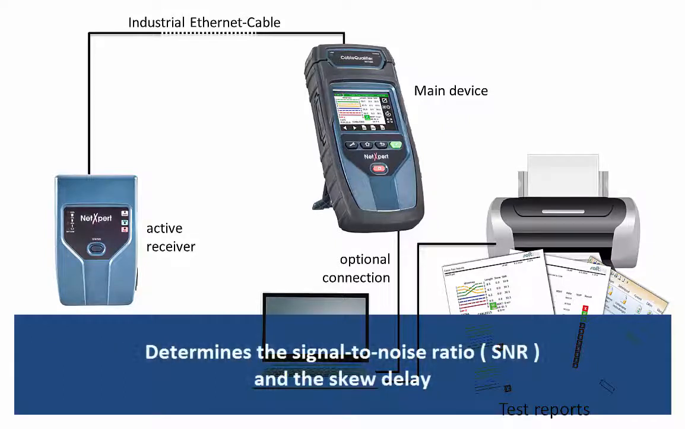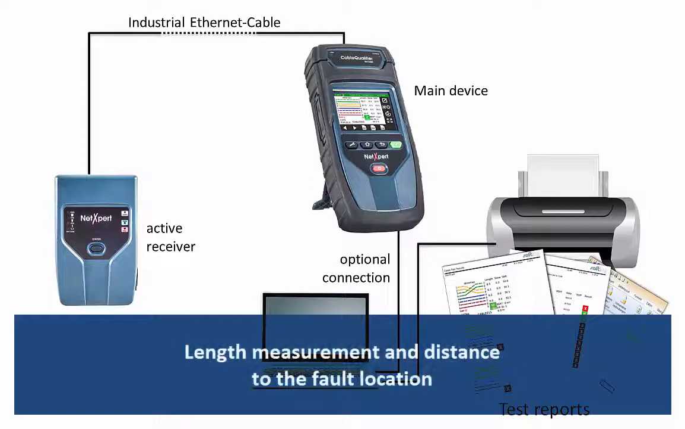In addition, parameters will be shown which have an effect on signal quality. These are the signal-to-noise ratio and the delay skew. A TDR measurement will determine pair lengths and the distance to faults.